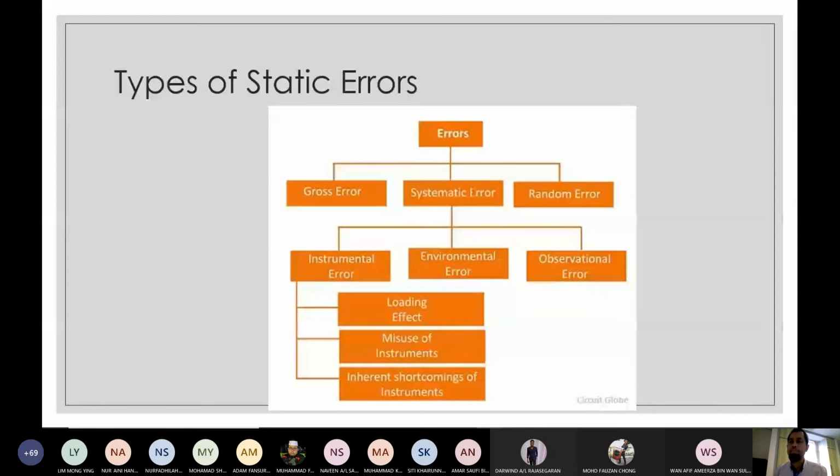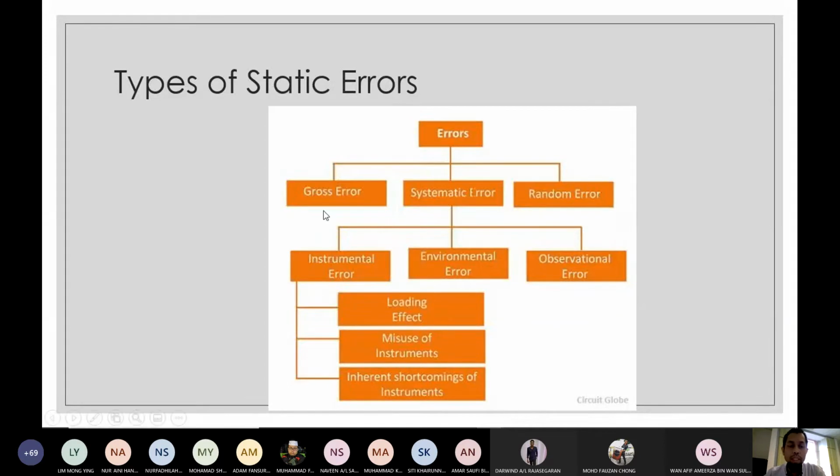Okay. So now I'm going to proceed with the types of static errors. There are basically three types of errors that you need to know. Number one is gross error, number two is systematic error, and number three is random error.